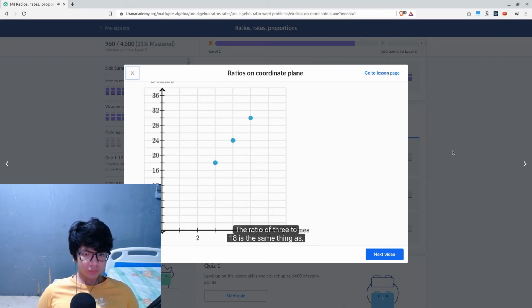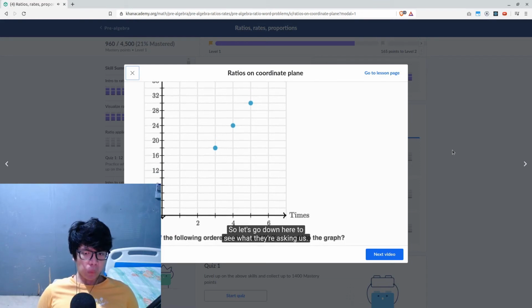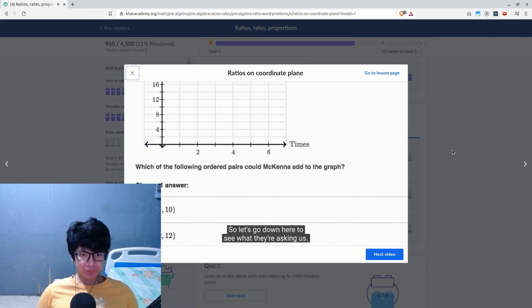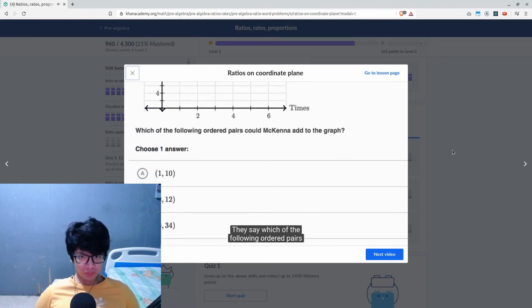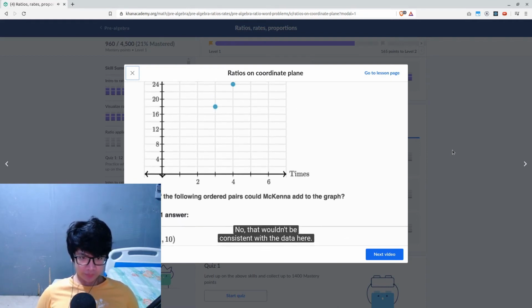The ratio of 3 to 18 is the same thing as, or one way to think about it is $18 for every 3 times she shovels snow. That'd be equivalent to $6 for every time she shovels snow. So let's go down here to see what they're asking us. They say, which of the following ordered pairs could McKenna add to the graph? So this would be 1 time shoveling snow, which she gets $10 for it. So does she get $10 for every time she shovels snow? No, that wouldn't be consistent with the data here.